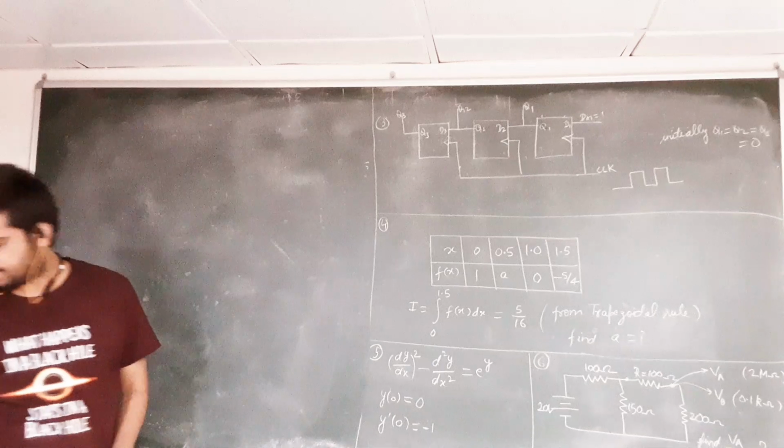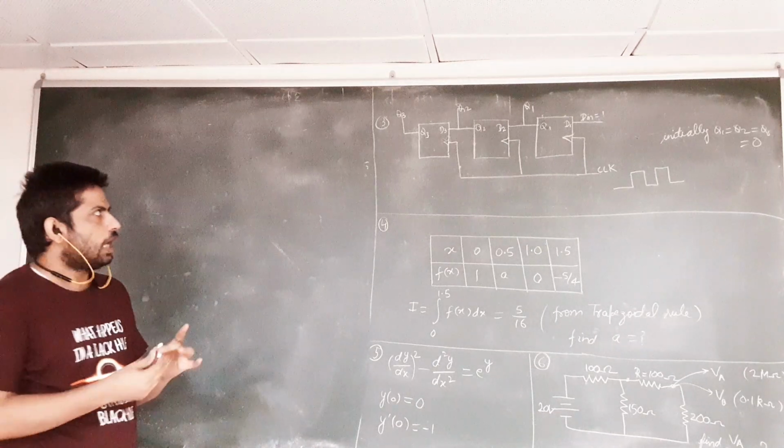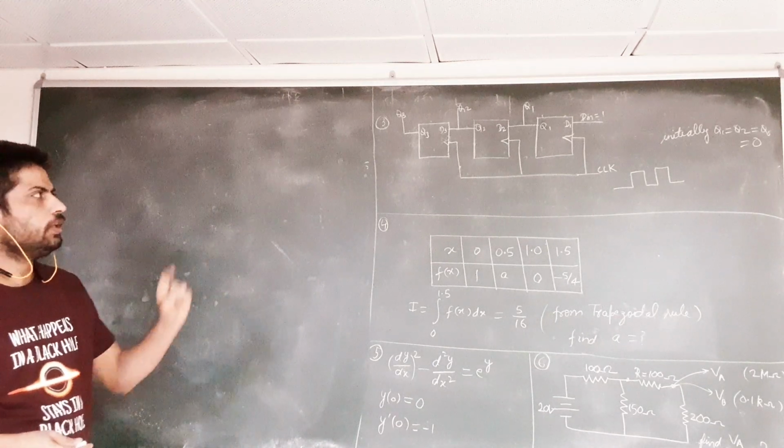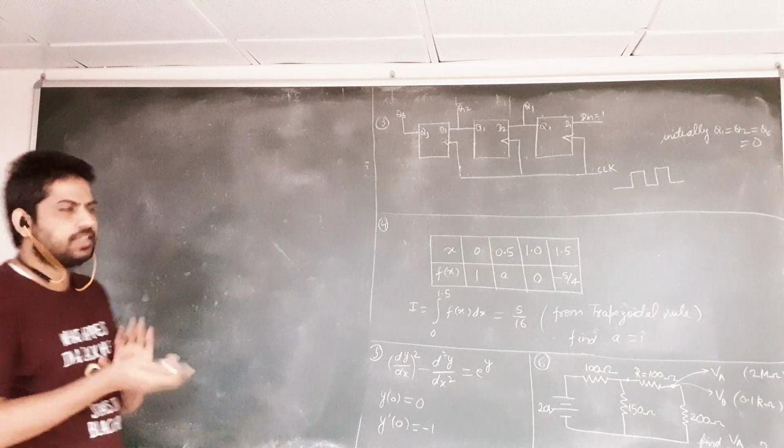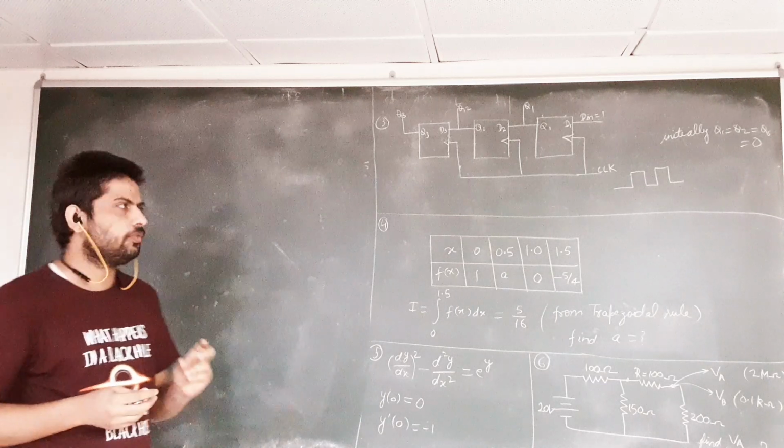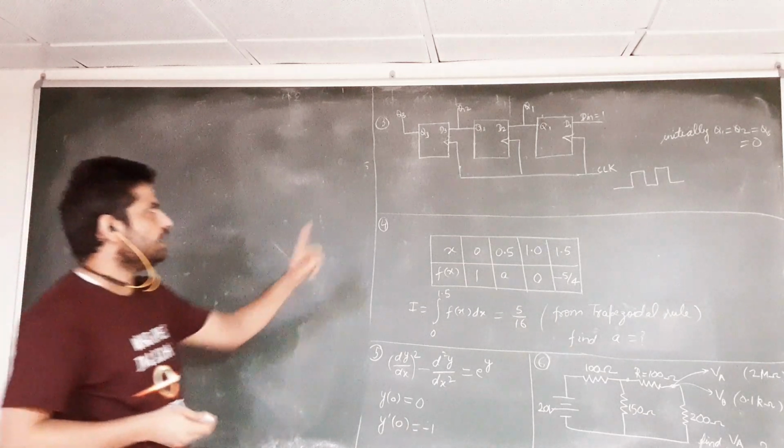So these two questions were related to general aptitude. Now the third question is related to digital circuits, or electronics and digital circuits. That is a very important topic for GATE and NET exams. So let's start this question.